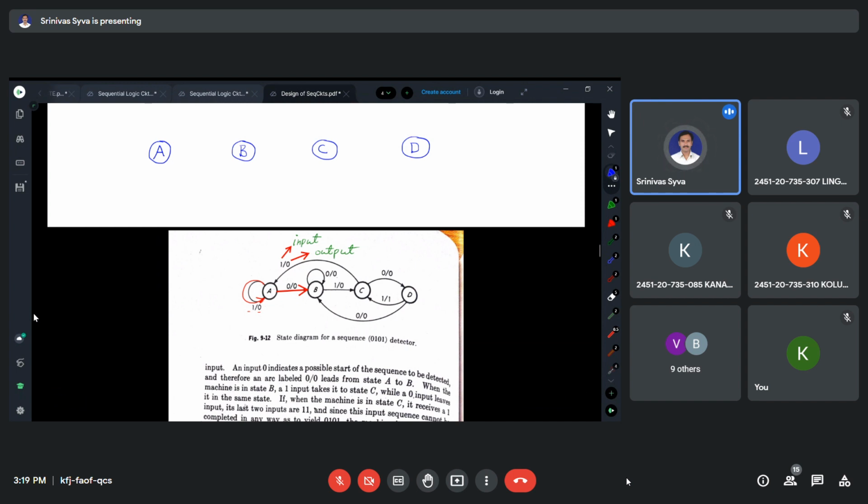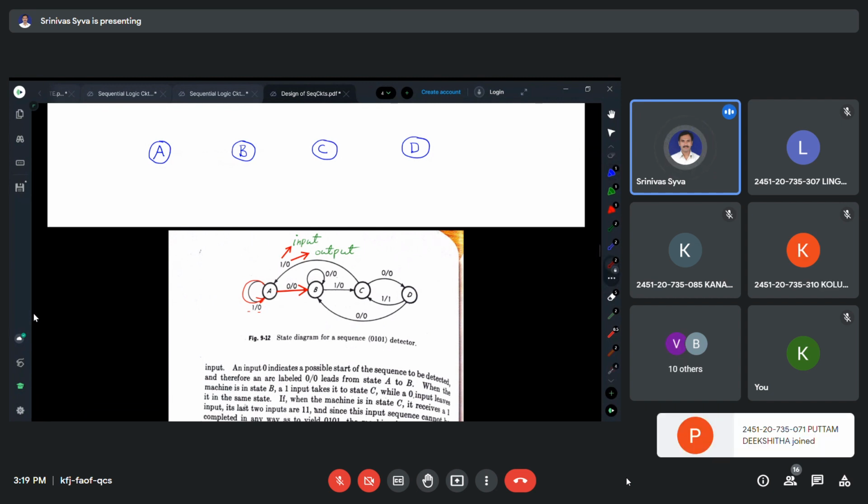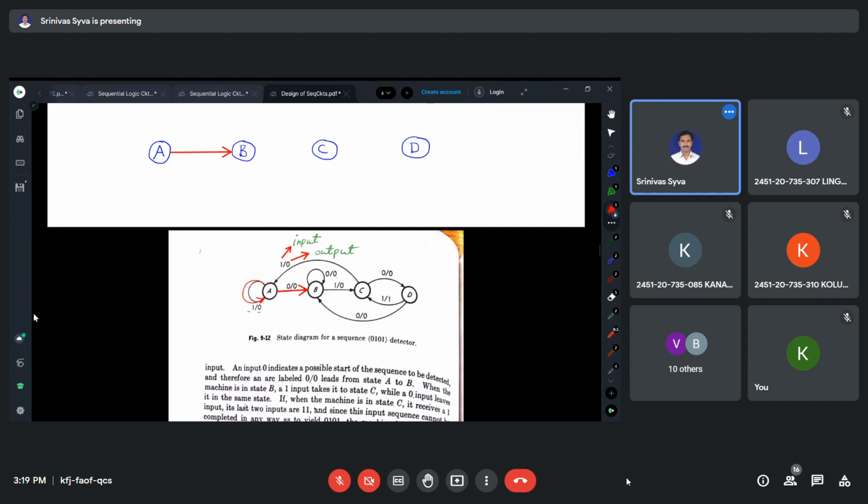Initially, the machine is in the state A. Suppose the bit received is 0, then we can say that in our expected pattern, the first part is finished, and it will move from A to B like this. So first 0 we have got, and output will be 0.